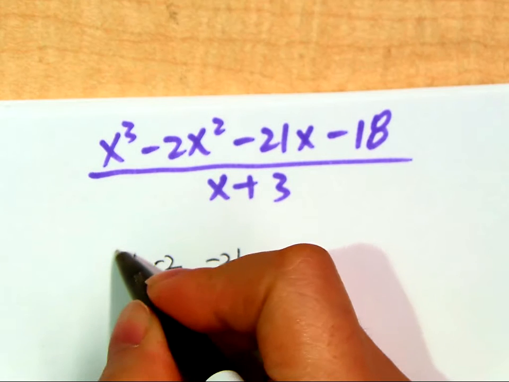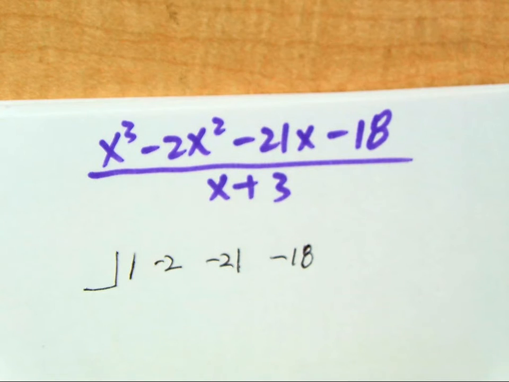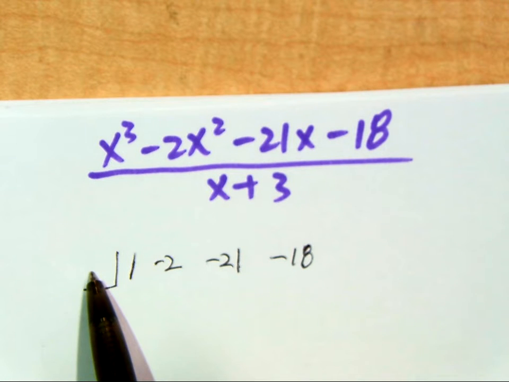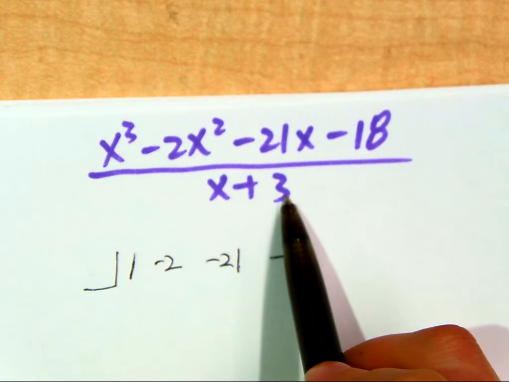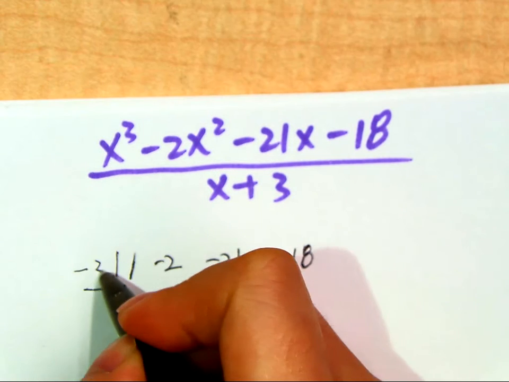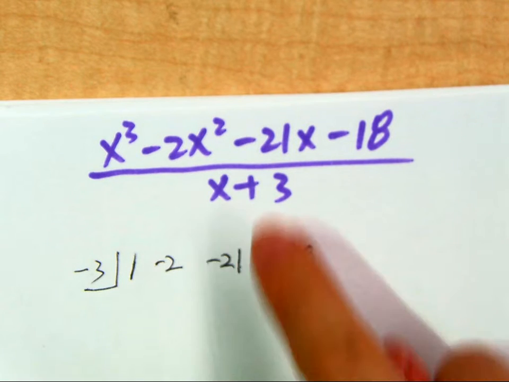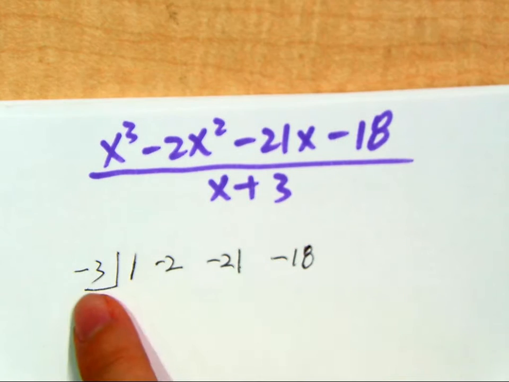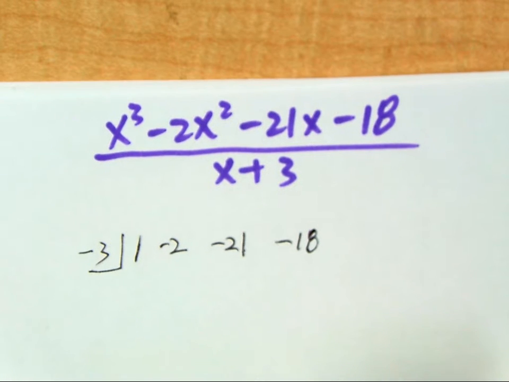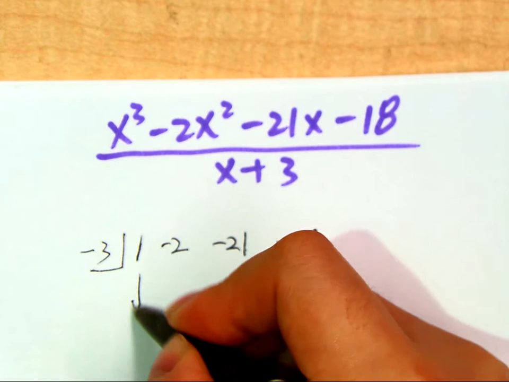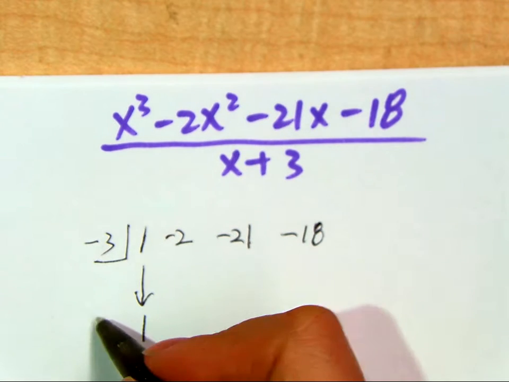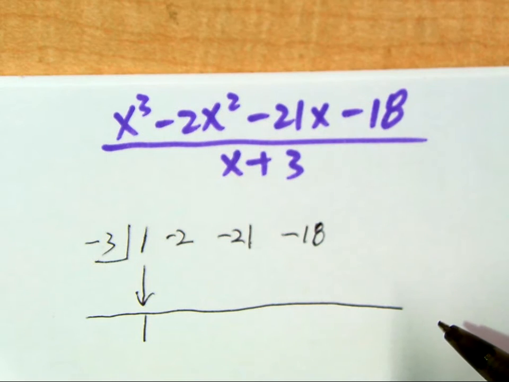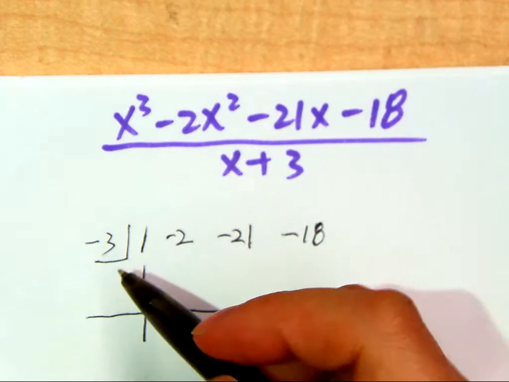Then draw a box at the left side, because you need to put the number you're trying to divide by. This number is always the opposite of the number in the denominator. So if it's plus 3, you need to put a negative 3 here. If it's minus 3, you should put positive 3. After this step, bring the first number down. The first number always stays the same. Draw a line above this 1 and start to do multiplication.